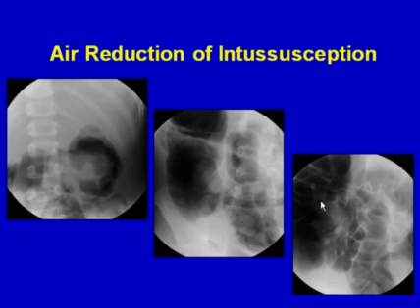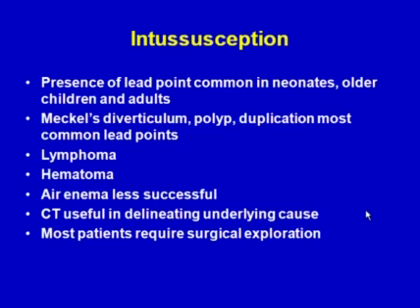Certainly in many places in the United States, probably the majority, air reduction is used, and it's generally very successful. Here we see the intussusception outlined by air. We push the air through the rectum and push that intussusception back where it belongs, and on this final image you can see that there's free reflux of air into the distal small bowel, a successful reduction. A lead point is more common in the very young or in the older patient.